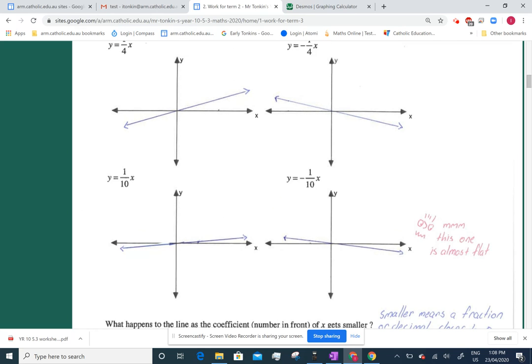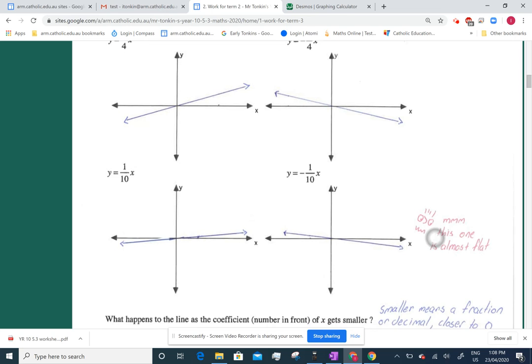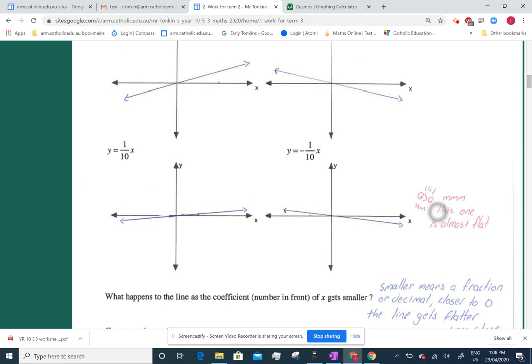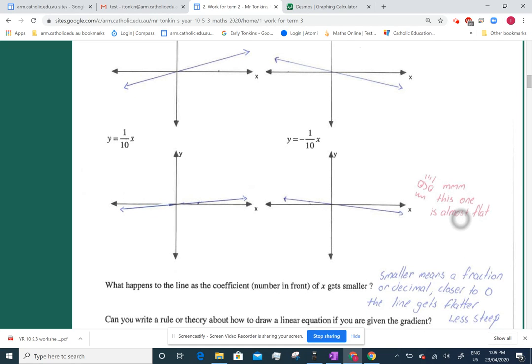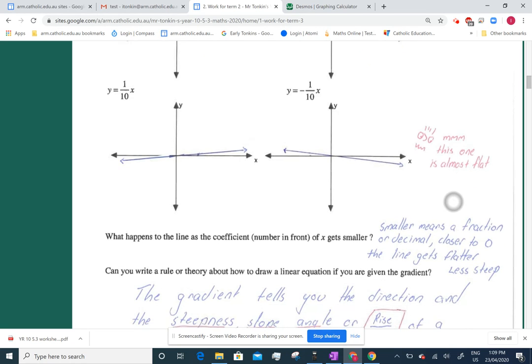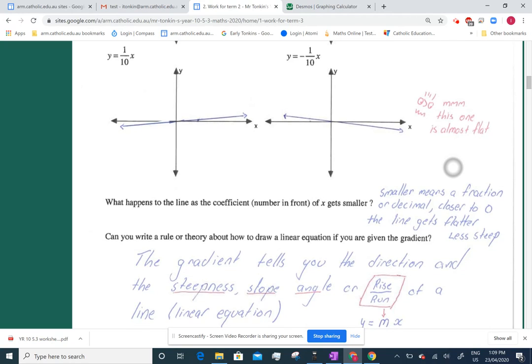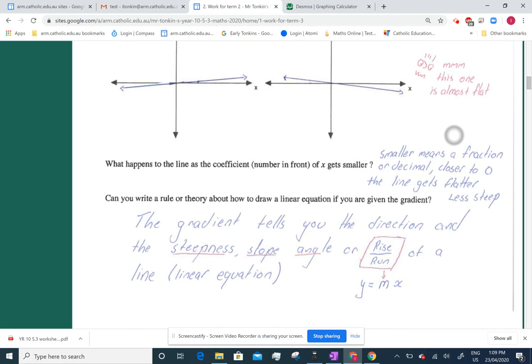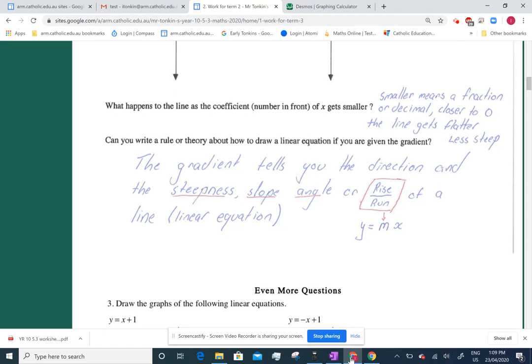And you can see by the time you get to a tenth, it's almost flat. So the two questions: what happens to the line as the coefficient, the number in front of x, gets smaller? Smaller means a fraction or decimal closer to 0, and the line gets flatter and flatter, less steep. What about a rule or a theory, given the linear equation, if you're given the gradient? Well, the gradient tells you the direction, the steepness, the slope, the angle, or rise over run of a linear equation. And it's that number in front of the x, which we've given the pronumeral of m.